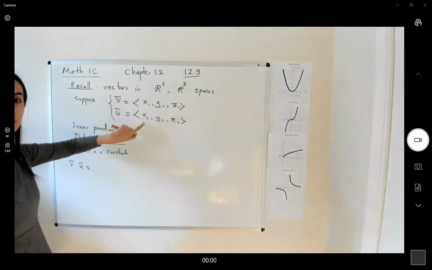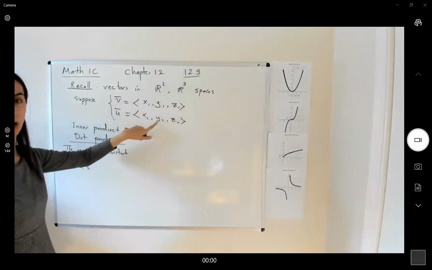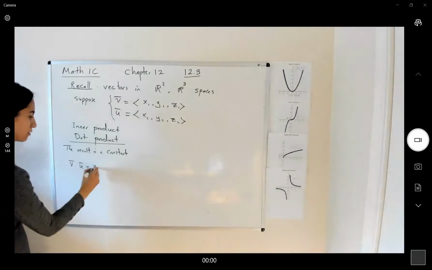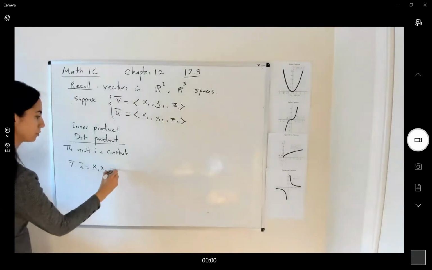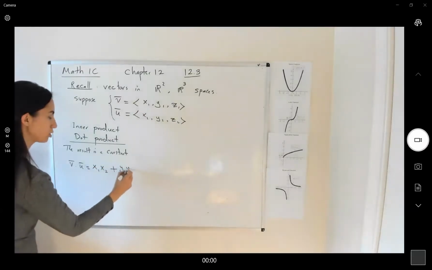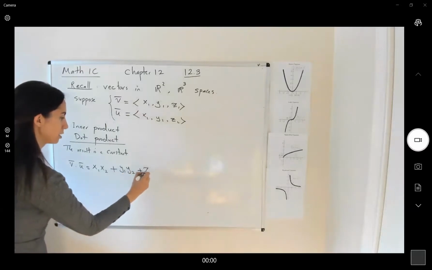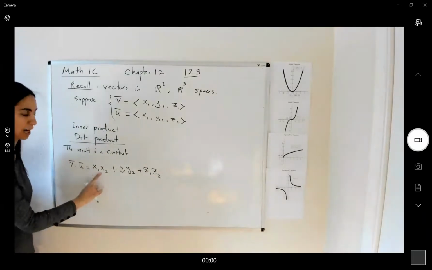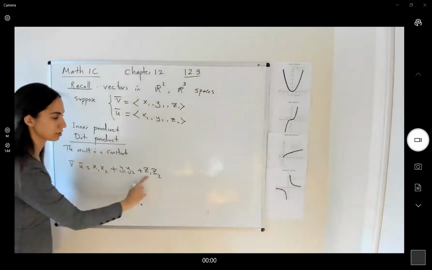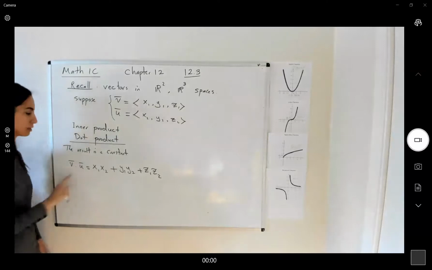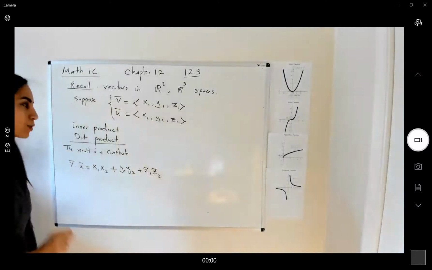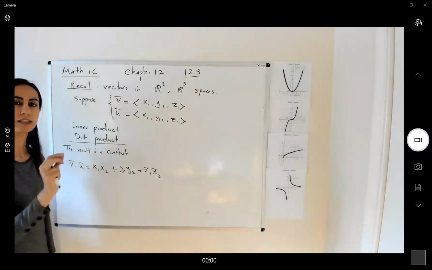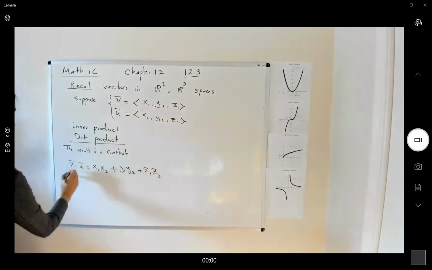You multiply the first components, the second components, the third components, and add them all together. X1 times X2 plus Y1 times Y2 plus Z1 times Z2. You have numbers, you multiply these numbers together, add them all together. The outcome of dot product or inner product between two vectors is always one number.